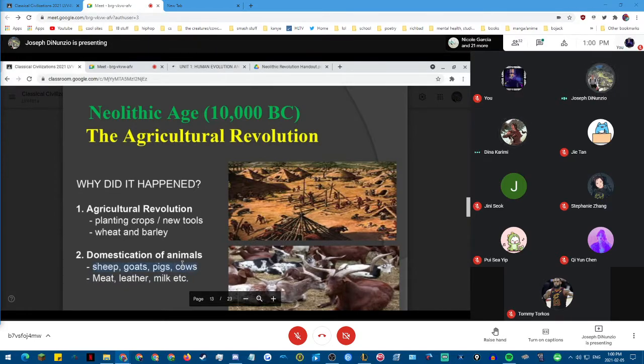Obviously, we have sheep, goats, pigs, and cows, much easier to be domesticated compared to, for example, the zebra. The zebra was an animal that just had never been able to be domesticated. It's too anxious. It's a very nervous animal. And of course, wheat and barley were very popular at this time, grown in what was the bread basket of the world around this time. We call it Mesopotamia, in ancient Iraq and Syria.